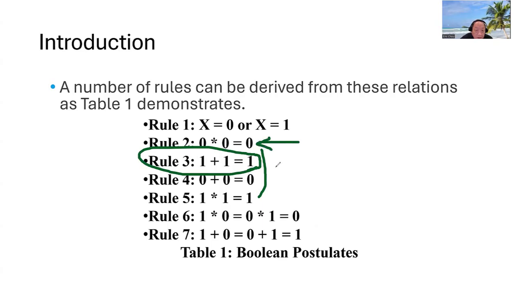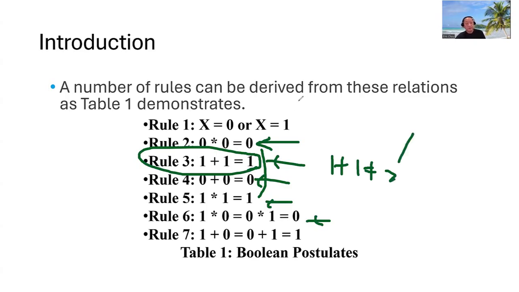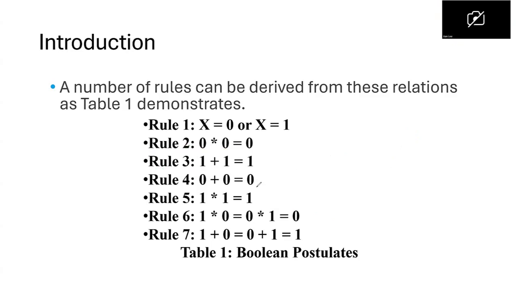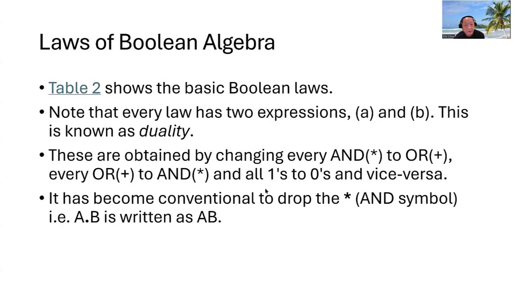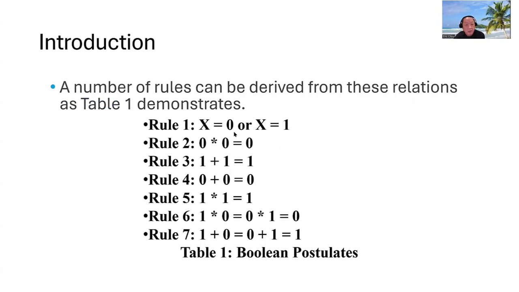Any other rule is the same as math. Only the additive rule differs: 1 plus 1 does not equal 2. We don't have 2 in here. It's actually 1 plus 1 equals 1. Other than that, Boolean structure is the same as arithmetic structure. Is that okay? So sometimes we use this advantage to simplify the logic. So these are the basic 7 Boolean postulates.